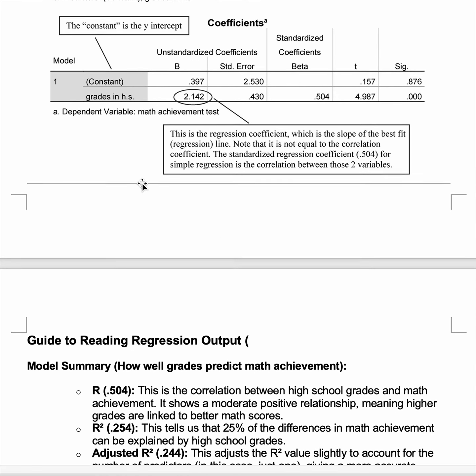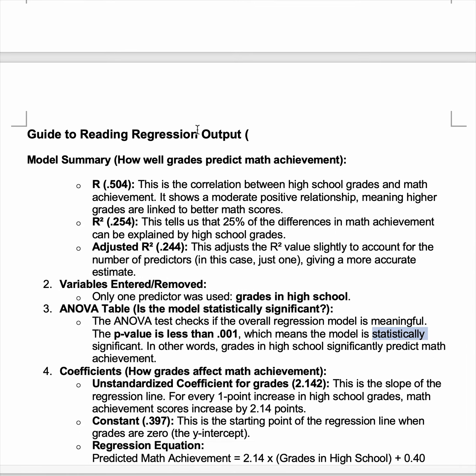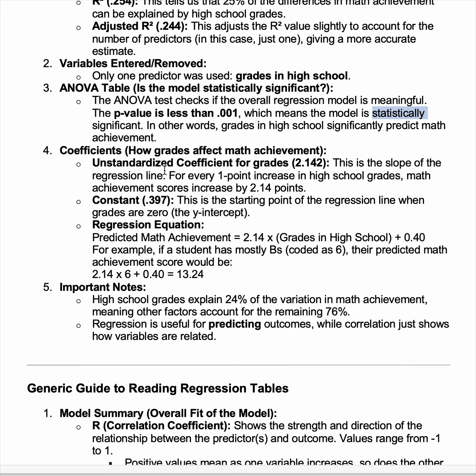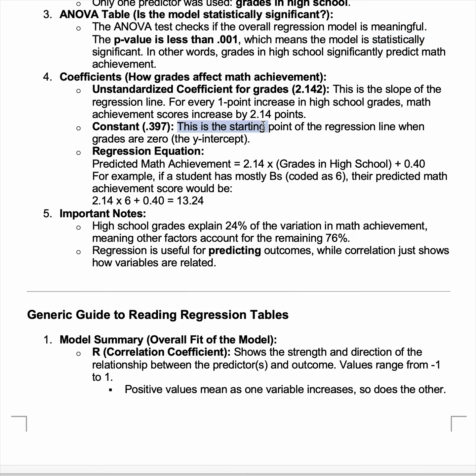Now, in the coefficients table, that 2.142 right here is the slope of the regression line. It is the number that comes in front of x when I'm forming the equation for the prediction. The constant is the y-intercept. So if I have these values, my equation would be y equals 2.142x plus 0.397. This is my prediction equation. If I plug things into my prediction equation, I can get things out of it. If I put in a grade in high school, I can get out a test score. That is what that coefficients table is.